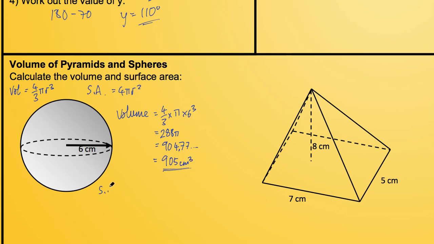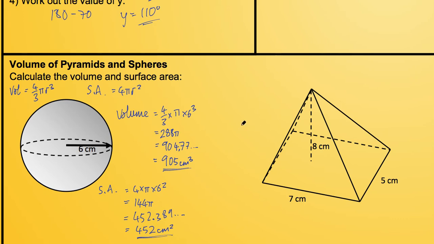Surface area, similar process. We've got 4 times pi times 6 squared, which is 144 pi. Which is 452.389, etc. So that is 452 centimeters squared for area this time.